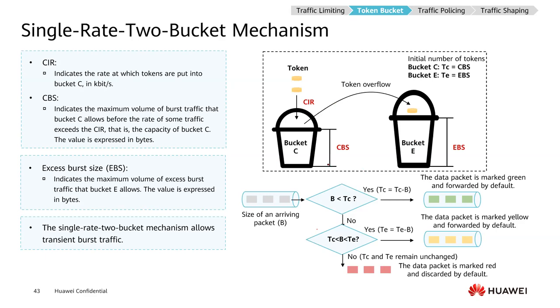In the two-bucket model, if the traffic gets a token from bucket C, the device will mark the traffic with the green color. If the C bucket is empty, the traffic will try to take a token from bucket E, and if it gets a token from bucket E, the device will know that your color is yellow. And if you cannot get a token from bucket C or bucket E, then the device will mark the traffic red. So this is for temporary bursts, temporary exceeded traffic.